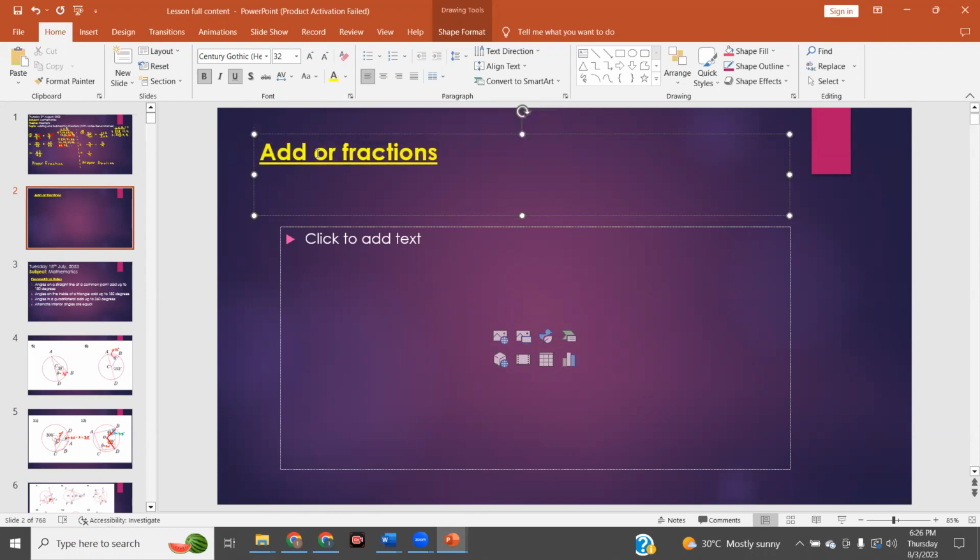Add or subtract the following fractions.